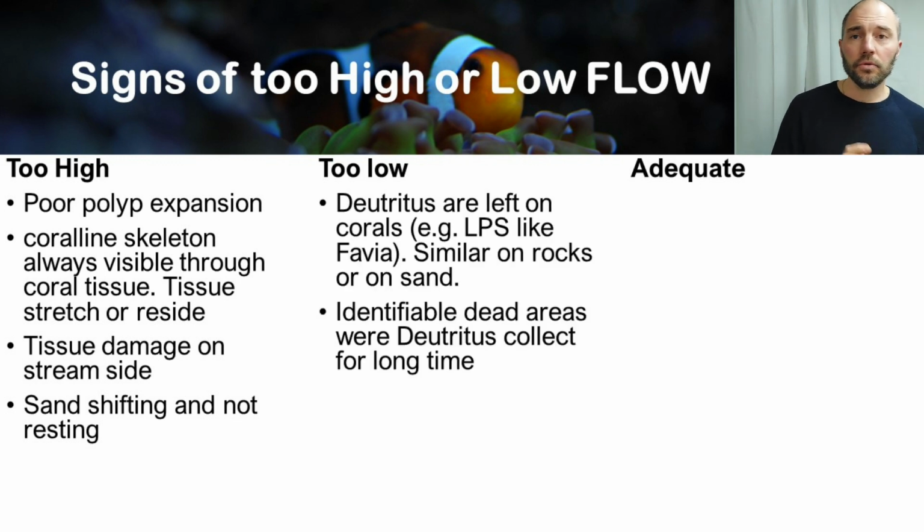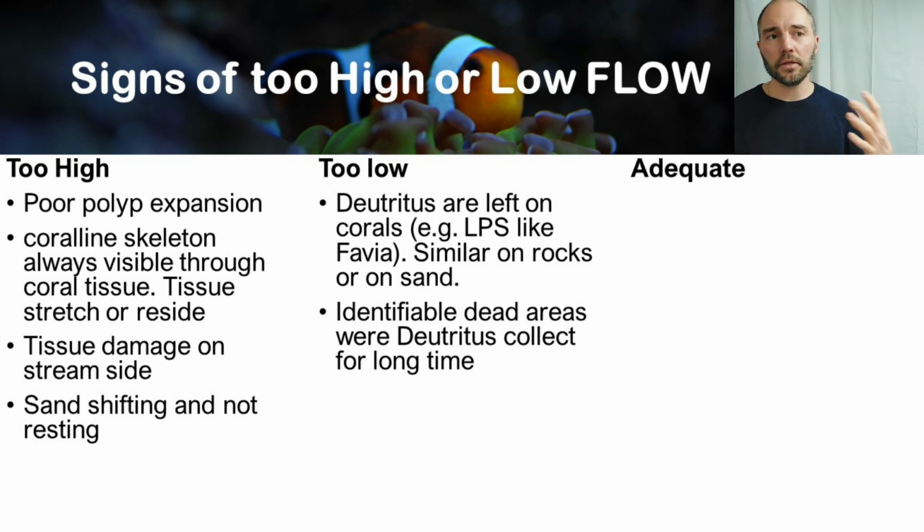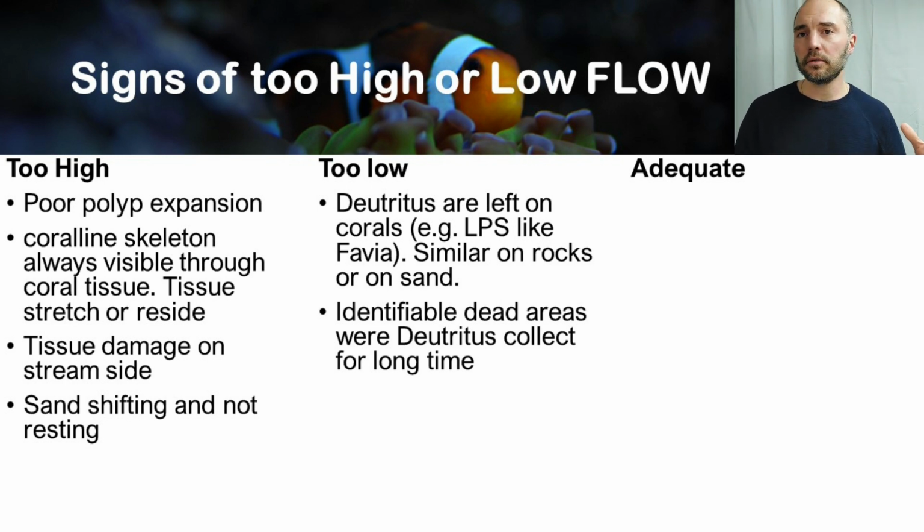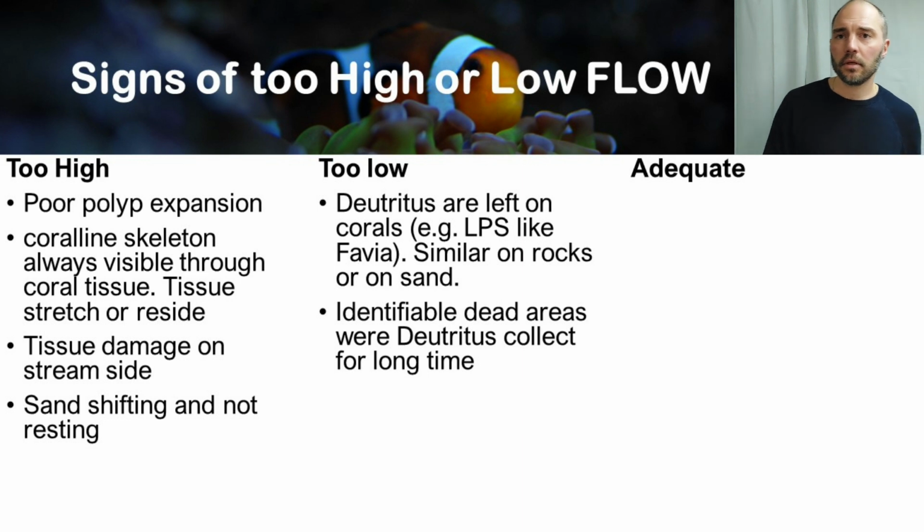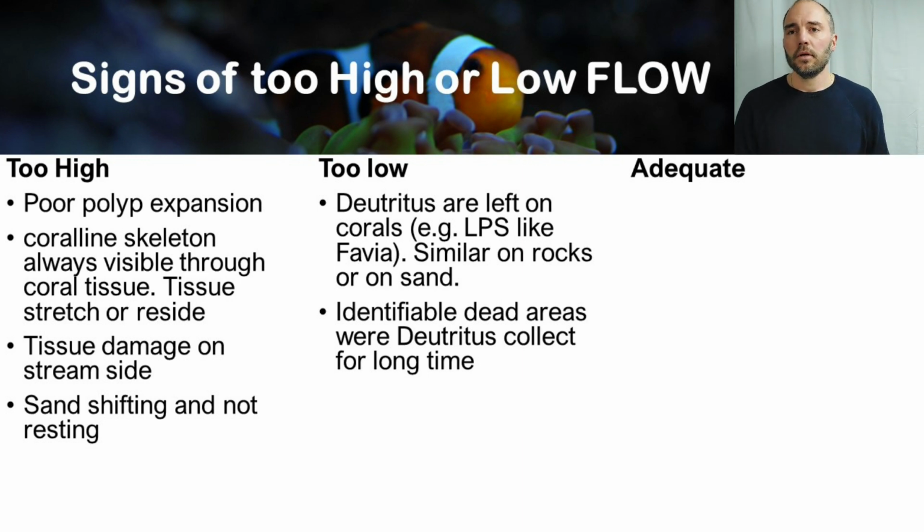Signs of too low flow, for instance, are detritus left on corals, like some of the LPS corals, like Euphyllia, because it needs flow to get the detritus off it. And similar on rocks and sand. You see detritus building up and it's not moving out of that area. So you also have identifiable dead areas where the detritus can collect for a long time.